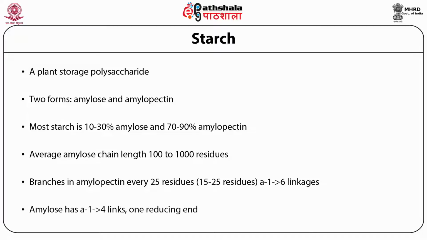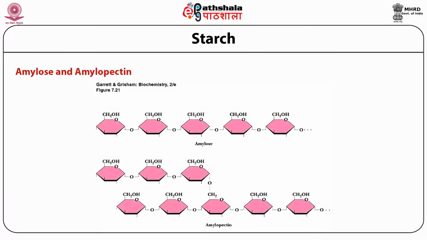Amylose has alpha 1,4 linkage, one residue end. Amylose and amylopectin: amylose is a straight chain polymer where there should not be any branching. It's a linear polymer, whereas amylopectin is a linear as well as branched polymer, that we can represent by the structure. So amylopectin is complex in nature, and amylose is simplest in nature.